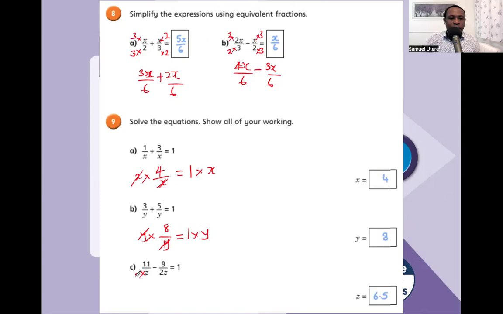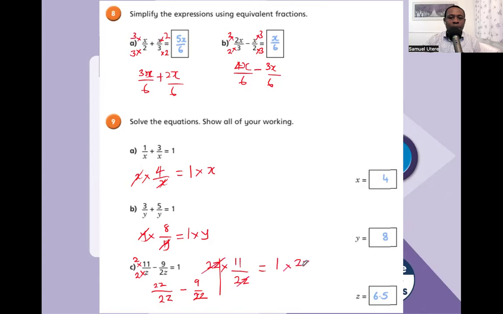So we need to multiply that by 2 and that one by 2. So now this becomes 22 over 2z minus 9 over 2z, right? Now the denominators are equivalent. So when we rewrite this, this becomes 11, because 22 minus 9 is 11. 11 over 2z is equal to 1, right? We can multiply both sides by 2z. We don't want the z to be dividing, so we can multiply both sides by 2z. That's now gone, okay?